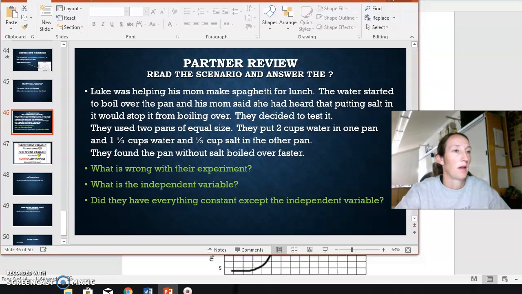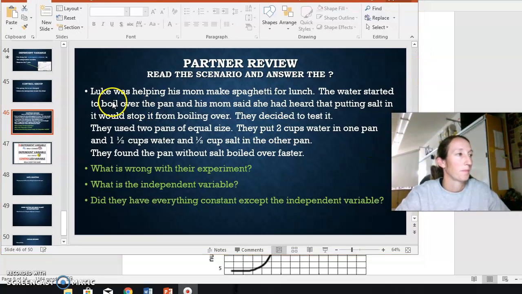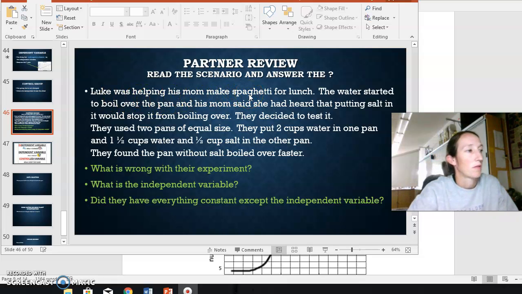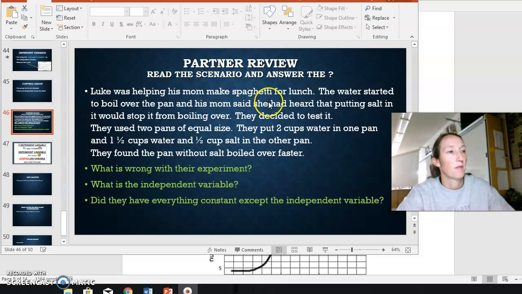All right. So here is the scenario. Luke was helping his mom make spaghetti for lunch. The water started to boil over the pan, and his mom said she had heard that putting salt in it would stop it from boiling over. They decided to test it. They used 2 pans of equal size. They put 2 cups of water in one pan and 1.5 cups of water and 1/2 cup of salt in the other pan. They found the pan without salt boiled over faster.